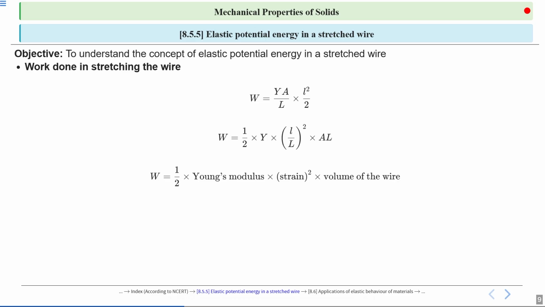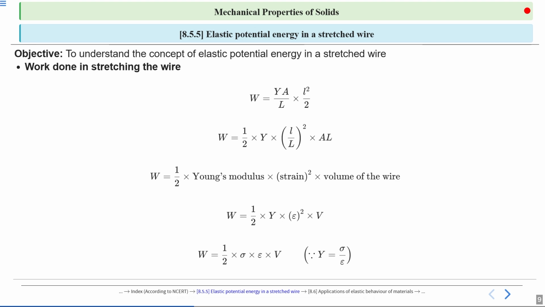Alright. And if we talk about an example, we can say a thicker or longer wire stores more energy for the same strain. So now we use the symbols to make the formula even more concise. W equal to 1 by 2 into Y into epsilon square into V. Here V is the volume of the wire. This is the standard way to express elastic potential energy in a stretched wire.